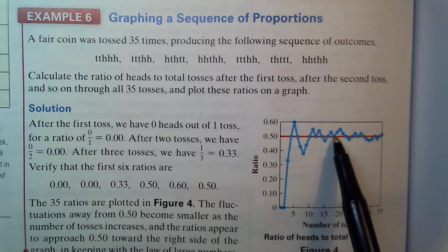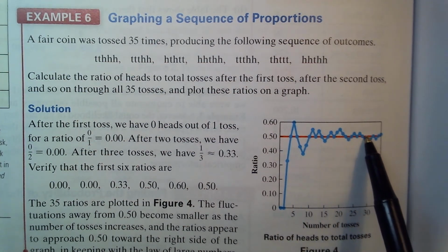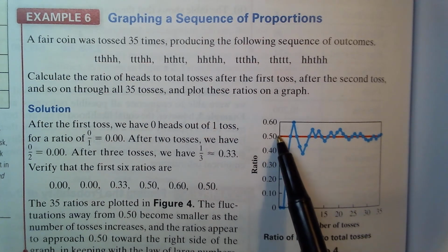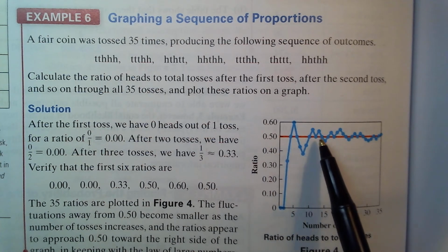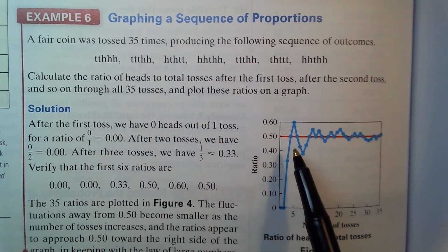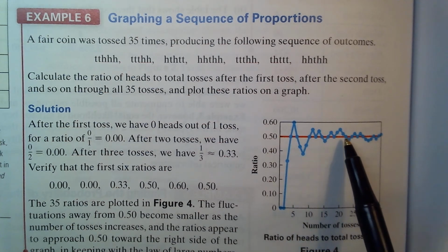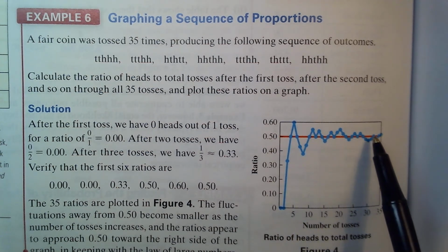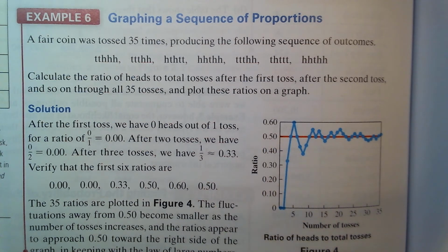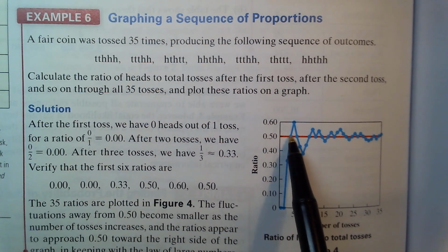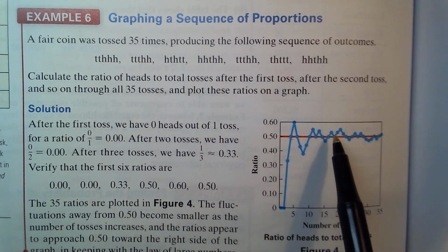And if we plot all 35, we see it hones in on the theoretical probability of 0.5. But after the first few tosses, it definitely is far away from it. As that number increases, it gets closer to the theoretical probability of 1/2. If we continue that, let's say 1,000 times, it'll be very much clustered around the line 0.5.